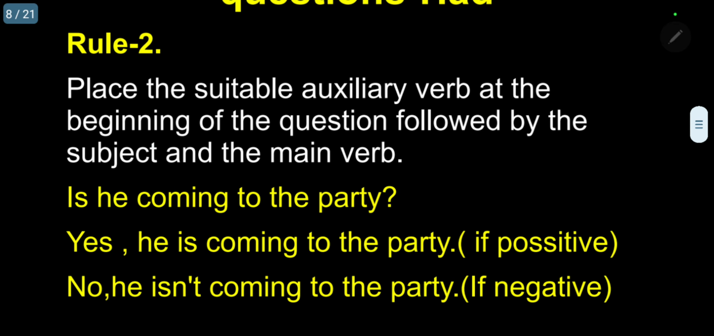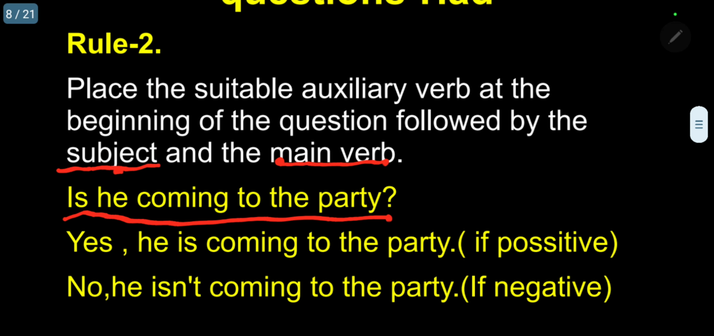Place the suitable auxiliary verb at the beginning of the question, followed by the subject and the main verb. Please follow. For example, let me give a very simple question. Is he coming to the party?